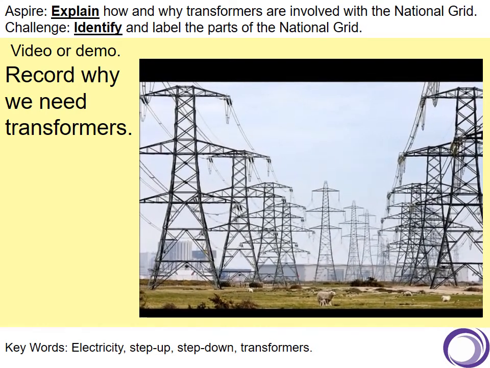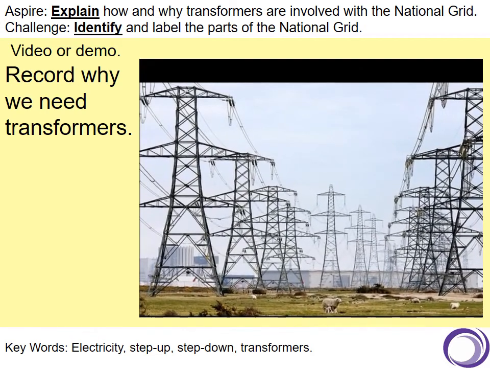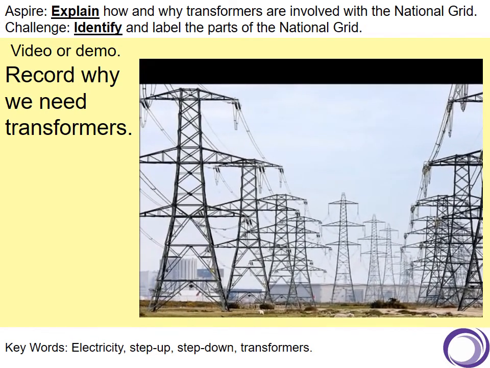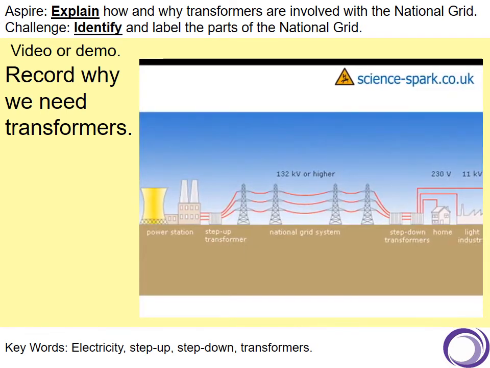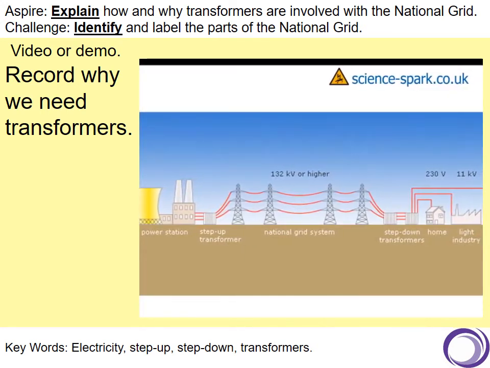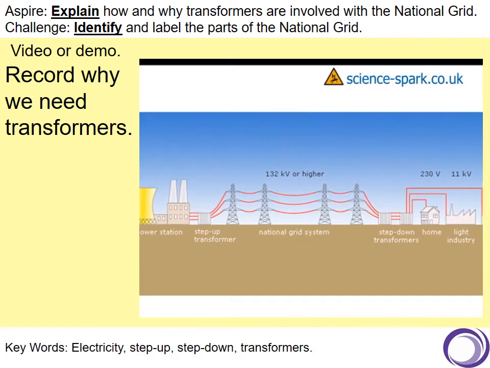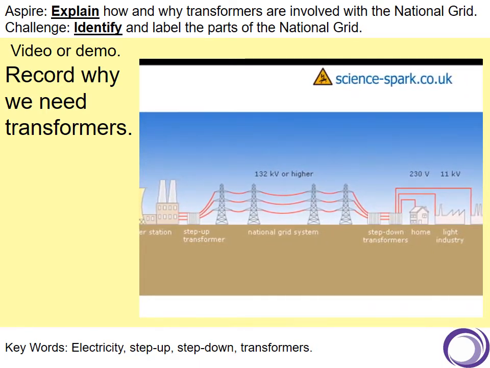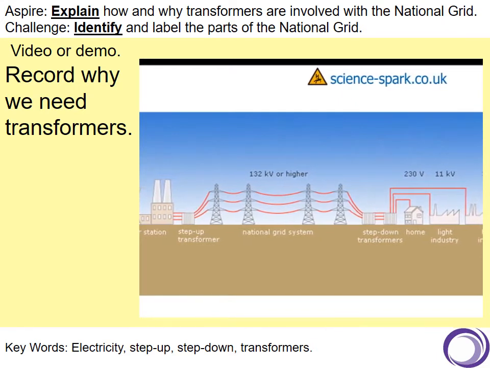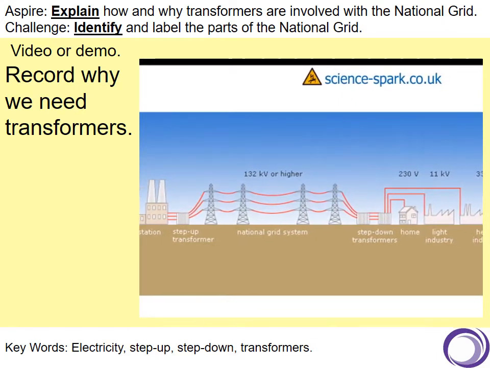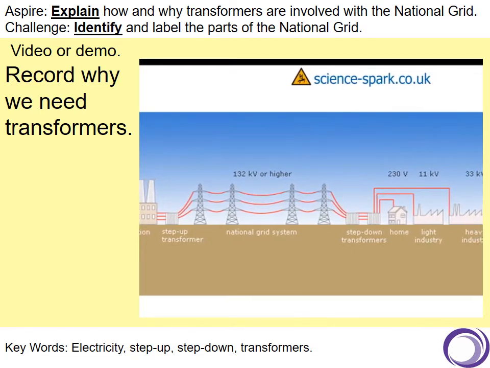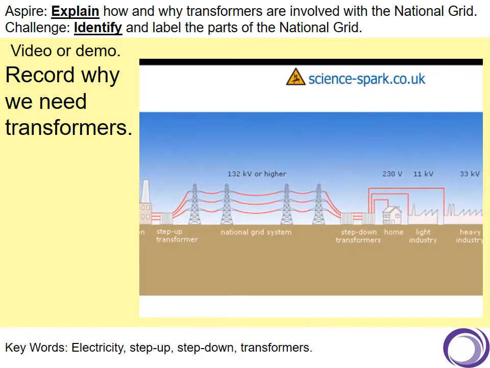The national grid is a system that takes electricity from power stations to our homes. In this video we'll be looking at why we use transformers in this system. In this diagram you can see that the electricity comes from the power station and goes through a step-up transformer up to 132,000 volts or higher. Then it goes through a step-down transformer, reducing the voltage to about 230 volts for home use. I'm going to show you a demonstration that you can do in the classroom that shows the national grid.